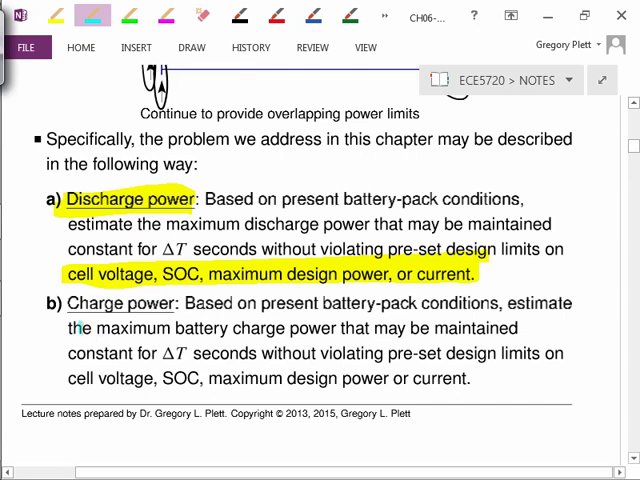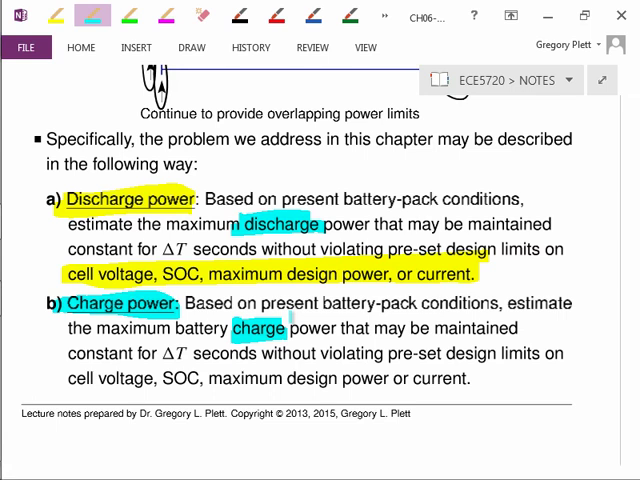That's on discharge. We do the same thing on charge. So again, based on the present battery pack conditions, the temperature, the states of all the cells, the ages of all the cells, whatever, estimate the maximum battery charge power. So here it was discharge, here it's charge, that may be maintained constant for delta t seconds without violating preset design limits on cell voltage, SOC, maximum design power, or current.